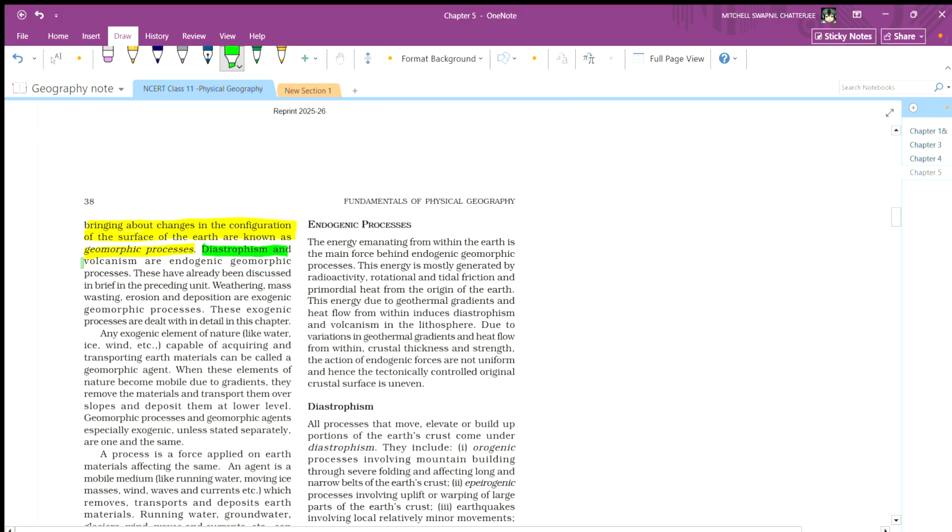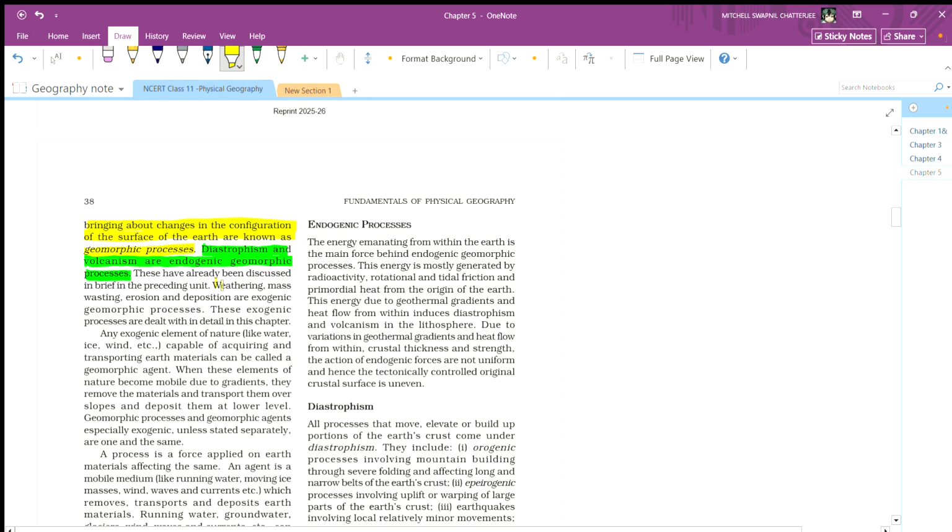And volcanism are endogenic geomorphic processes. This has already been discussed briefly in the preceding units. Weathering, mass wasting, erosion, and deposition are exogenic geomorphic processes.